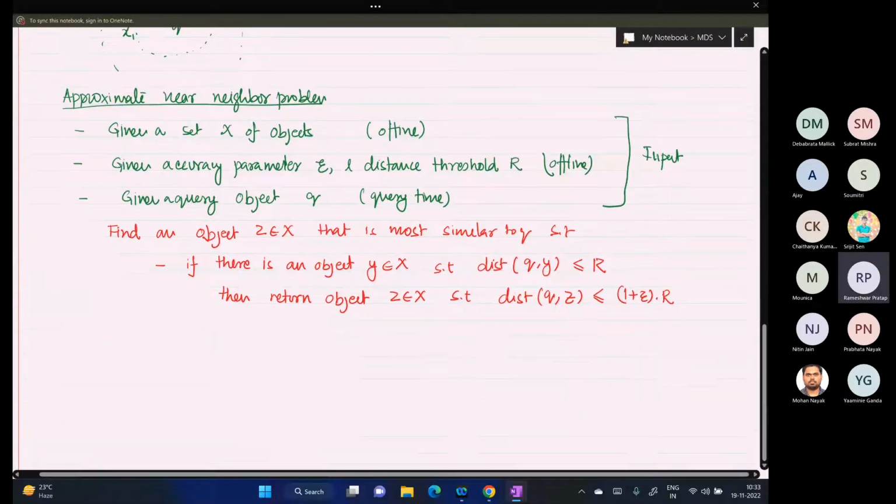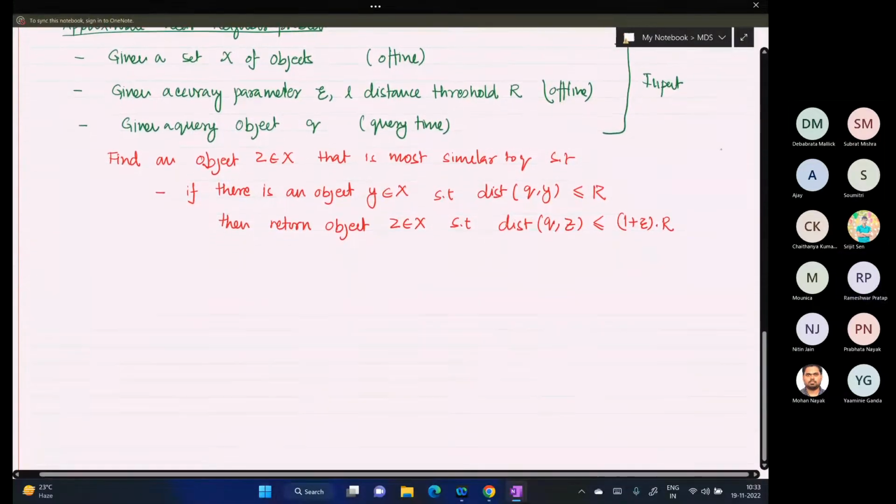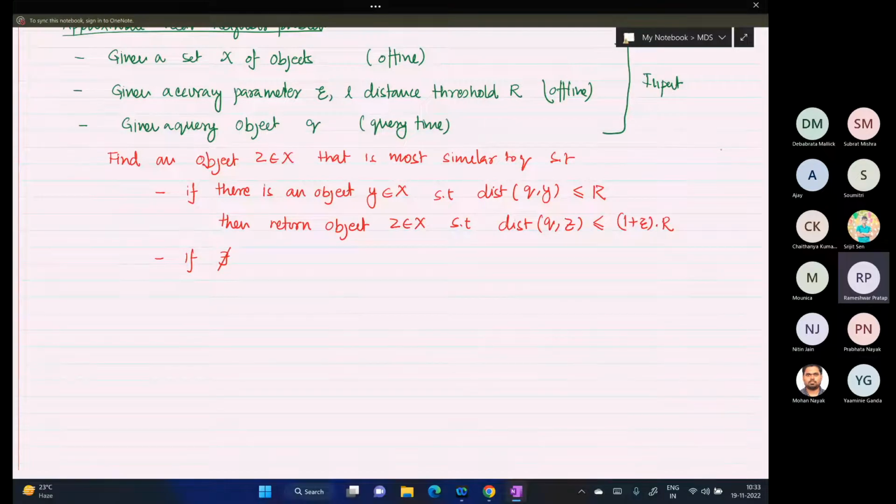Okay. And if there doesn't exist any object such that distance of Q to Y is at most 1 plus epsilon times R, then just return no.